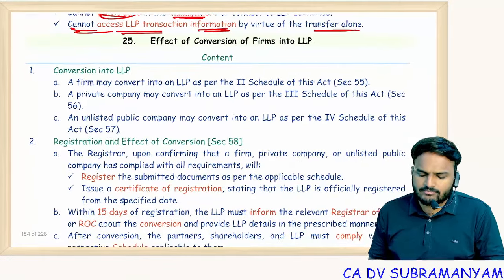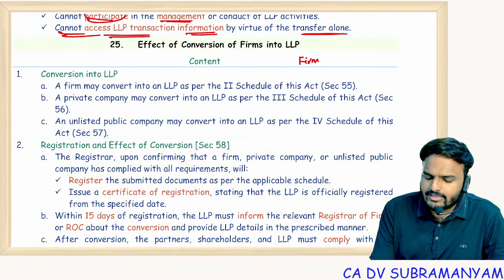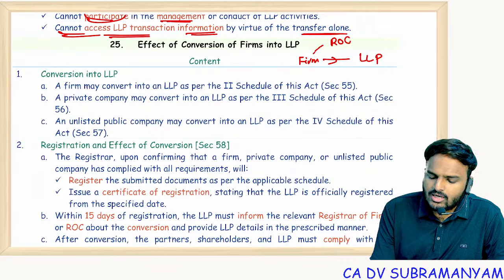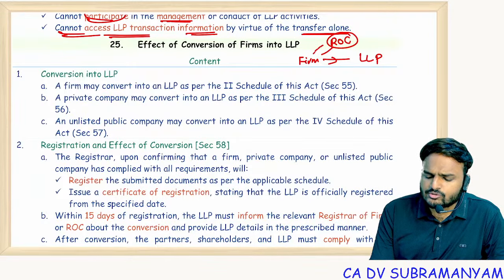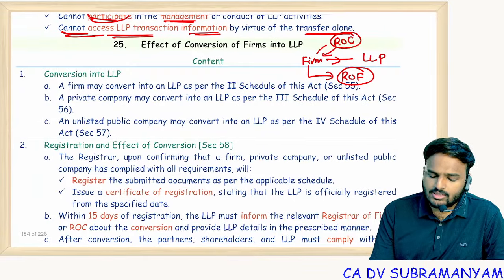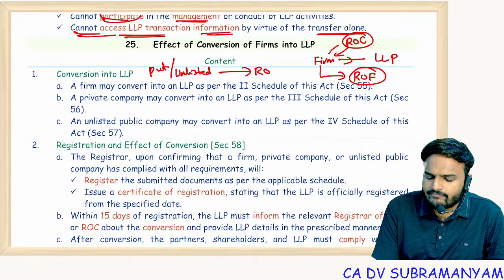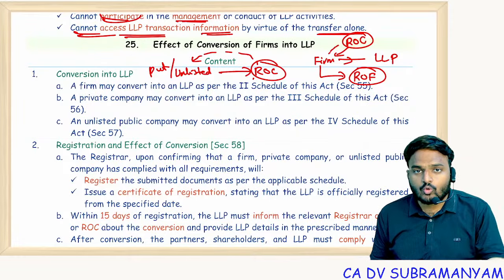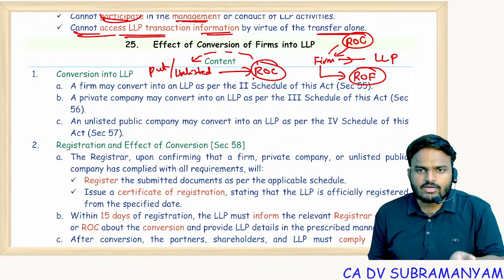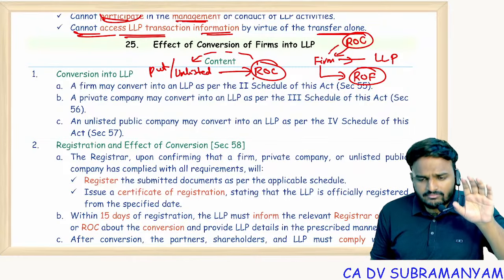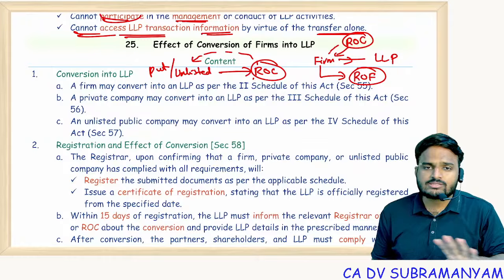Conversion of firms into LLP, very simple. If a firm wants to convert itself into LLP, file an application with ROC. ROC, after scrutinizing your application, grants you permission. Immediately file a notice with ROF, Registrar of Firms. In case of private company or unlisted public company, you file a document with ROC for conversion. Once ROC gives you permission for conversion, file an intimation to your previous ROC to close my records, myself converted into LLP. Now that ROC will open LLP records and close company records.